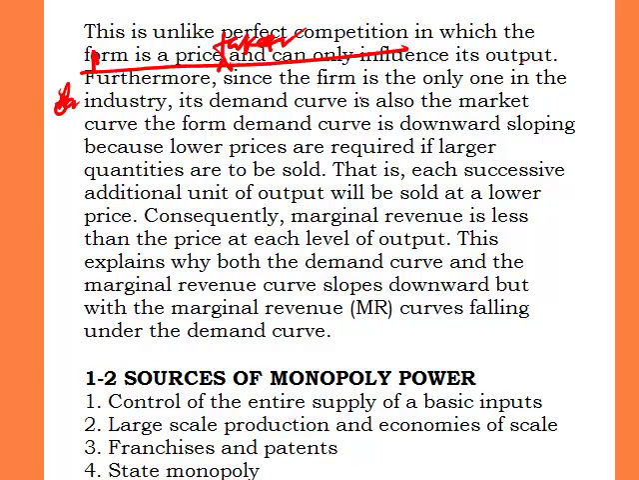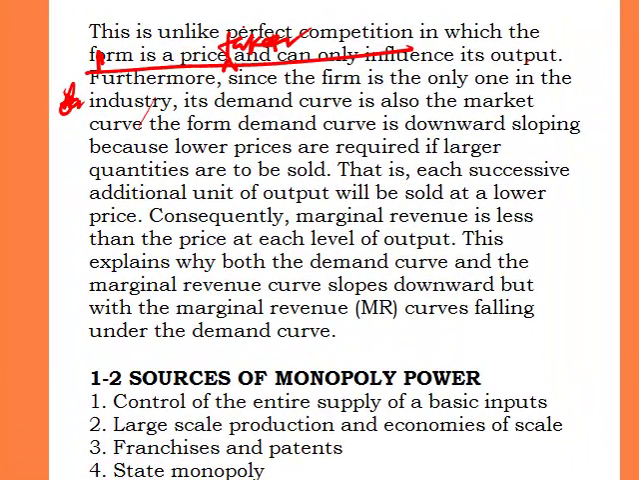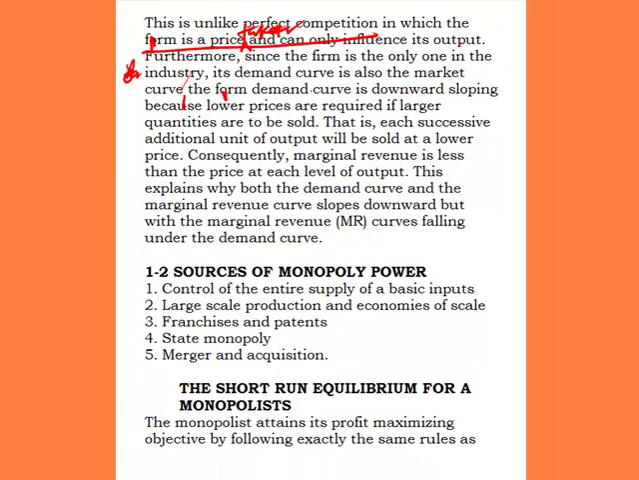Furthermore, since the firm is the only one in the industry, its demand curve is also the market demand curve. The firm's demand curve is downward sloping because lower prices are required if larger quantities are to be sold. At an increase in price, there will be a reduction in output, while at a reduction in price, there will be an increase in output. That is why it is downward sloping, because they are the only player in the market. That is, each successive additional unit of output will be sold at a lower price.